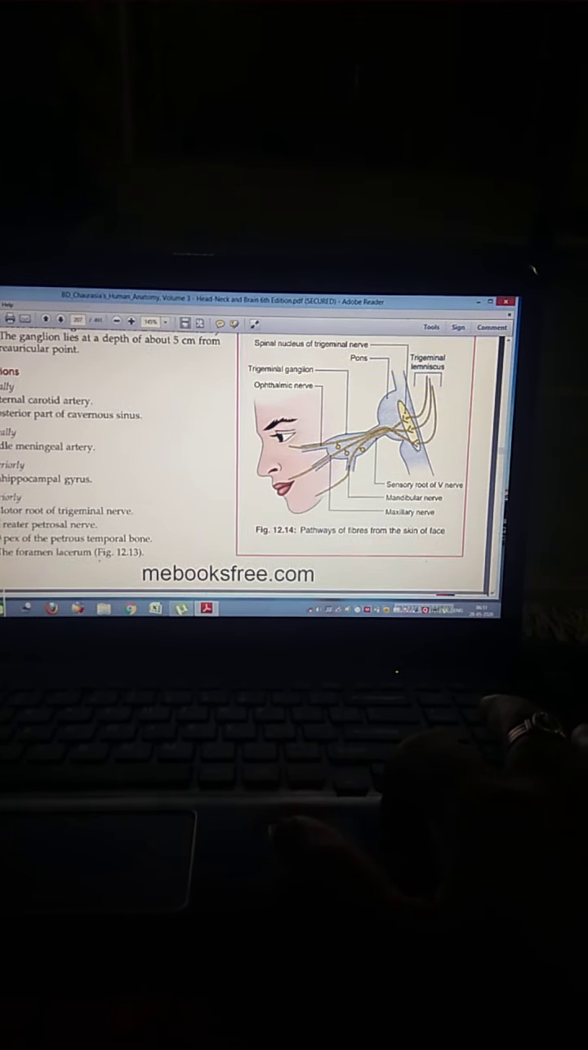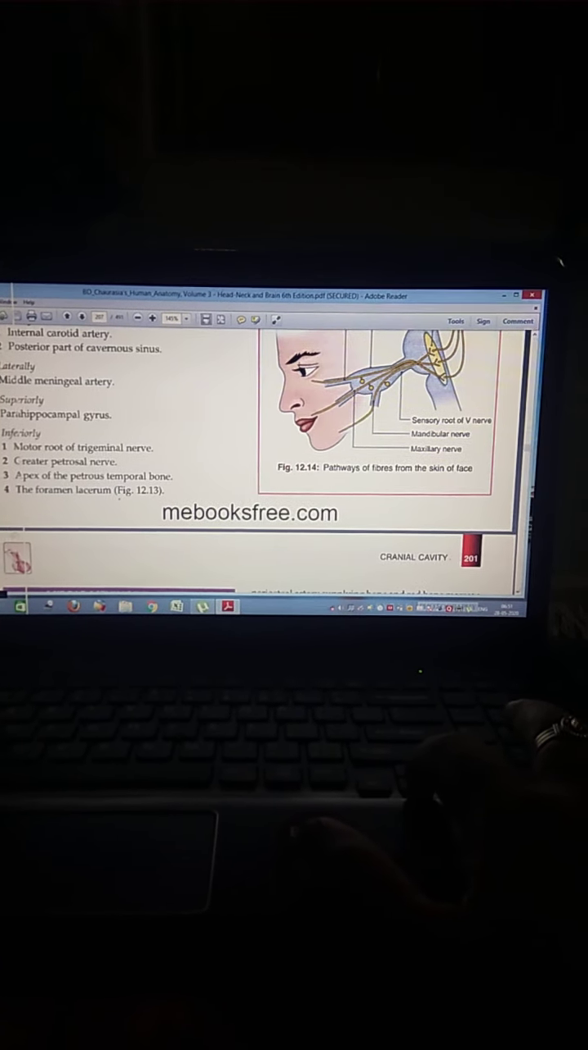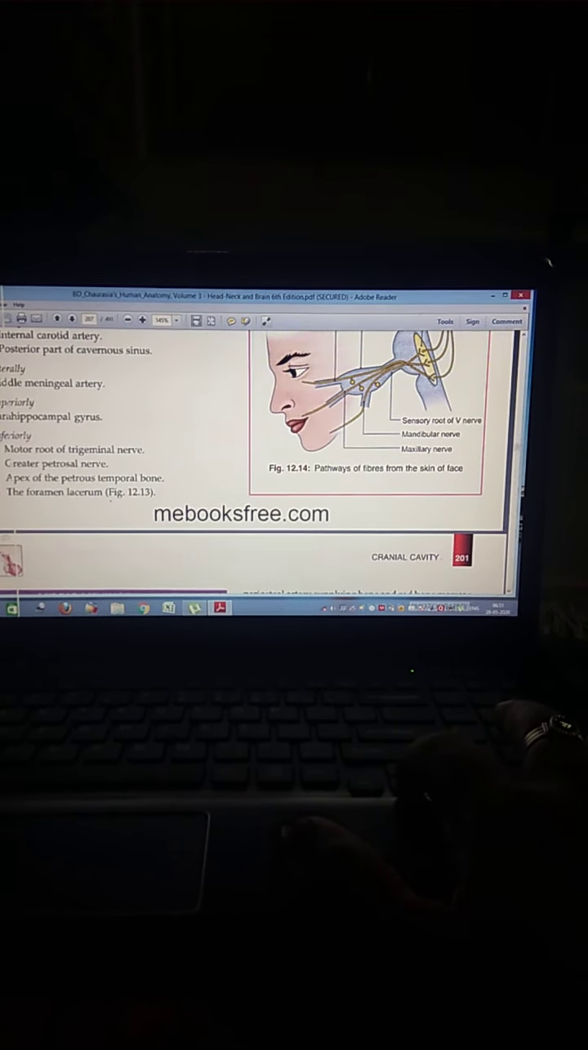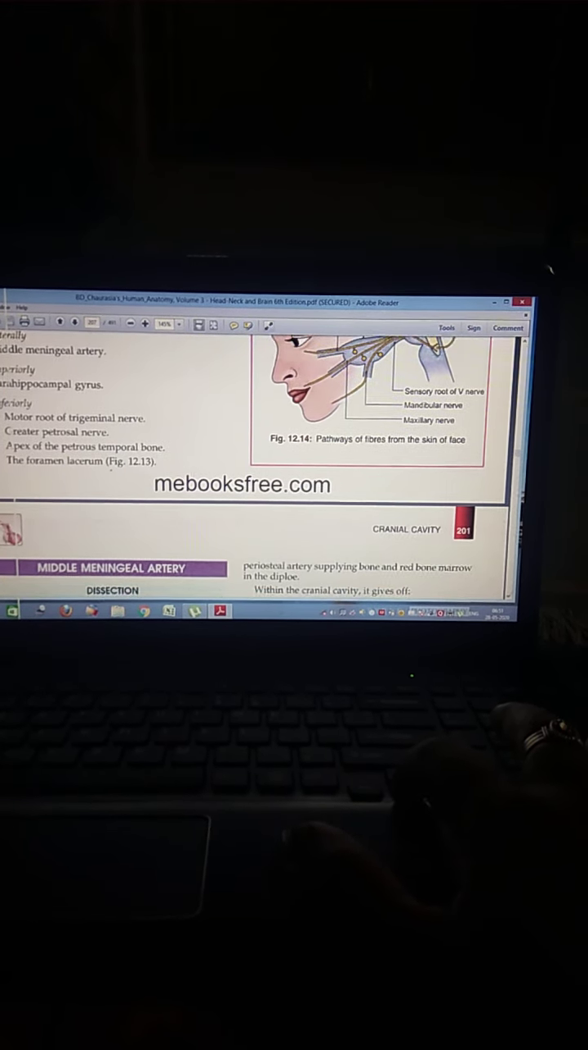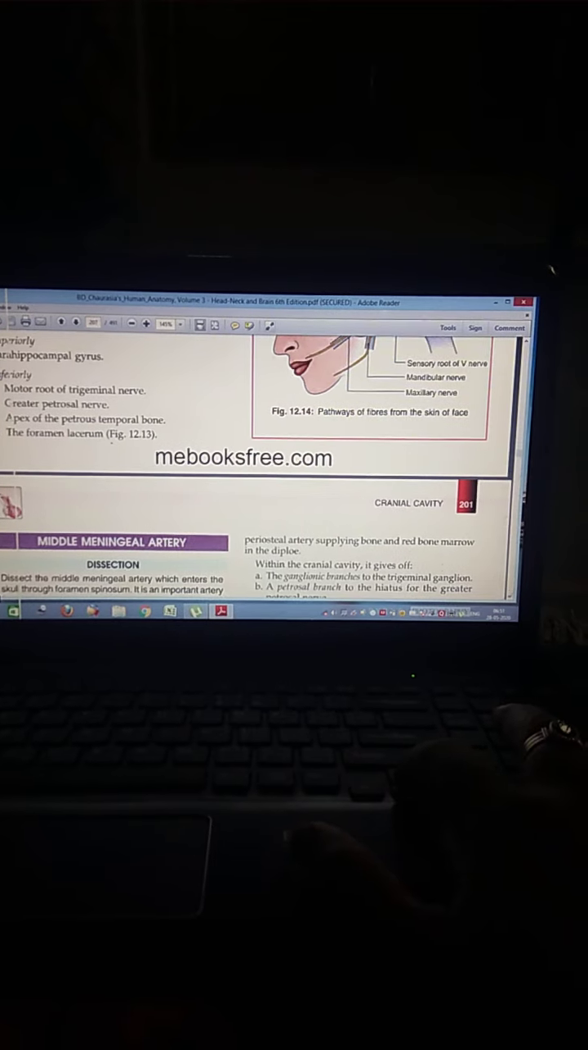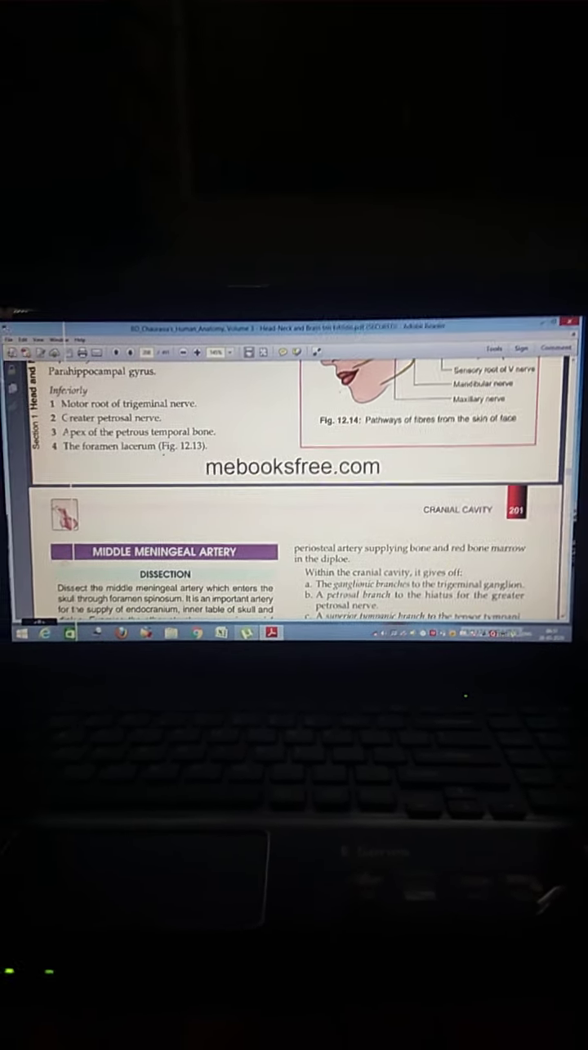Now, its relation. Medially, we can see the internal carotid artery and posterior part of the cavernous sinus; laterally, the middle meningeal artery; superiorly, the parahippocampal gyrus; inferiorly, the motor root of the trigeminal nerve. Now, greater petrosal nerve, apex of the petrous temporal bone, and the foramen lacerum.